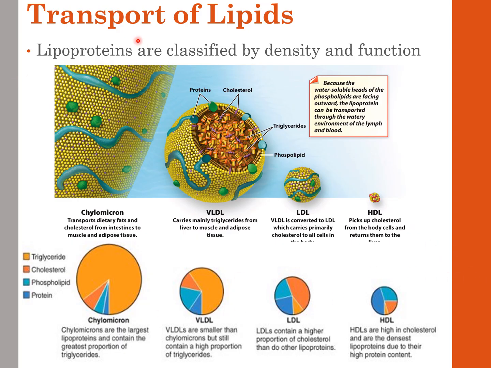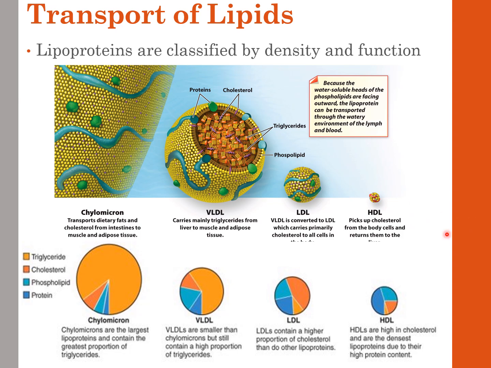What those yellow little dots are representing are those phospholipids. You've got some proteins in here. You can see inside, if we hatched it open, we're going to see a lot of triglycerides, monoglycerides, cholesterol, all those types of lipids from our digestion. These are just carriers, these lipoproteins are.